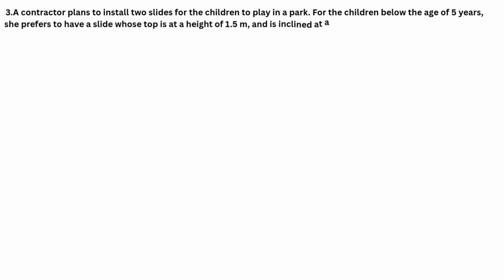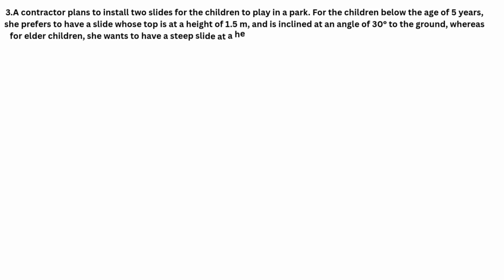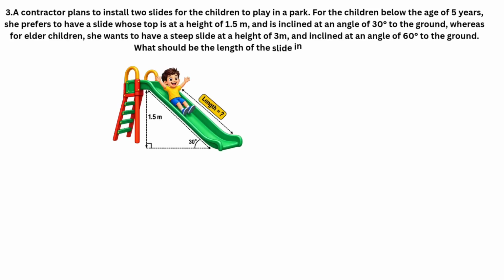A contractor plans to install 2 slides for the children to play in a park. For the children below the age of 5 years, she prefers to have a slide whose top is at a height of 1.5 meters, and is inclined at an angle of 30 degrees to the ground, whereas for elder children, she wants to have a steep slide at a height of 3 m, and inclined at an angle of 60 degrees to the ground. What should be the length of the slide in each case?